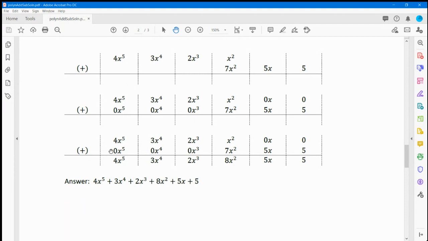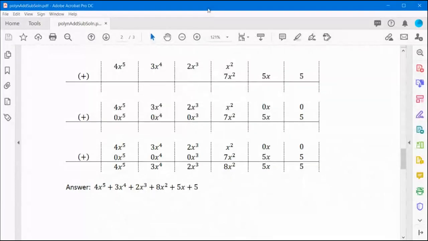Now we're adding, so we just combine, and we get this. 4x to the 5th. Adding 0, we get just 4x to the 5th. 3x to the 4. 2x cubed, to add that, you get 2x cubed. x squared and 7x squared, that's 8x squared. 0x and 5x is 5x. 0 and 5 is 5. Okay, so now we just form the answer, and you can see it's already in standard form.